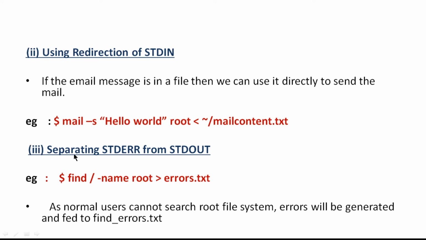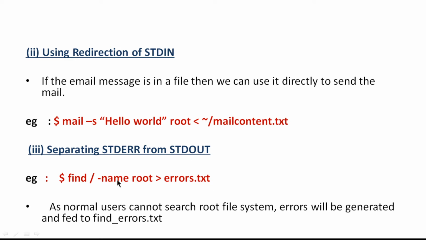Then the third way is separating the error from stdout. Normally, if you are a root user, then you can check the error file, but if you are not a root user, you cannot check the error file. In order to check the error file, you have to give this command, find. I have given slash, that defines it's the root directory. Under the root directory I have asked it to check the root file system, and whatever error is there would be moved to error.txt.